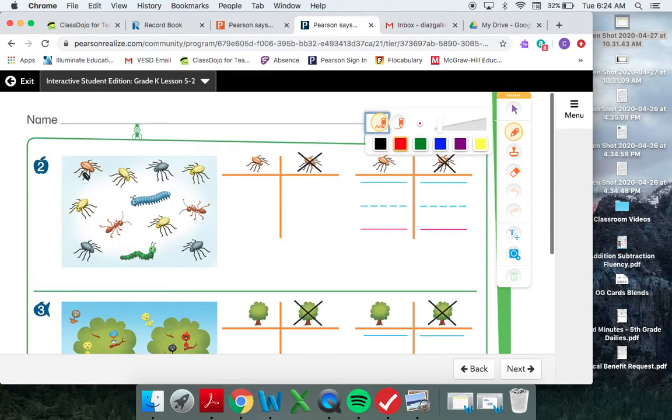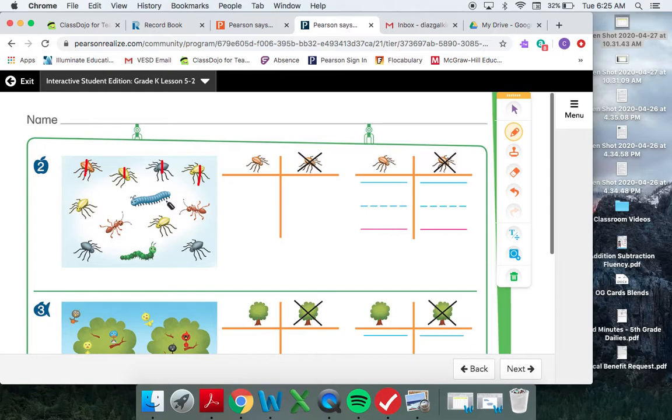So here we've got 4 and 4. 4 and 4 make 8. Here we have 4 and 4. 4 and 4 make 8. So that's how I'm doing this, and this is how I would suggest you teach your kiddos to do it. We've got 4 and 4. 4 and 4 make 8.